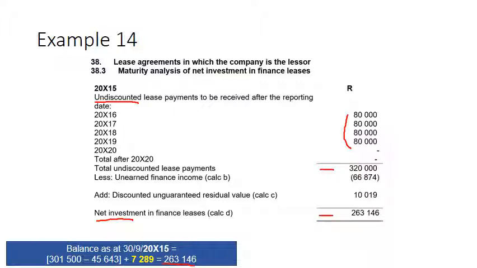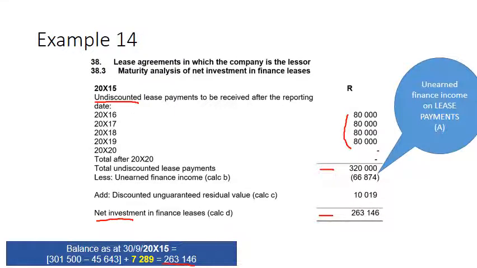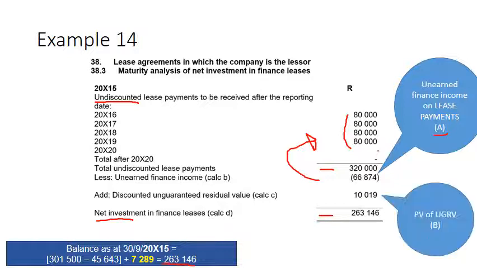Therefore, we have to now adjust for, firstly, the unearned finance income on these lease payments only. Remember that in our amortization table, we included all the interest, which was for the lease payments as well as for the unguaranteed residual value. So here we adjust only for the unearned finance income on the lease payments. So that will be our Calc A that we will have to do. The next adjustment that we have to make is for the unguaranteed residual value, and that will be our Calc B.